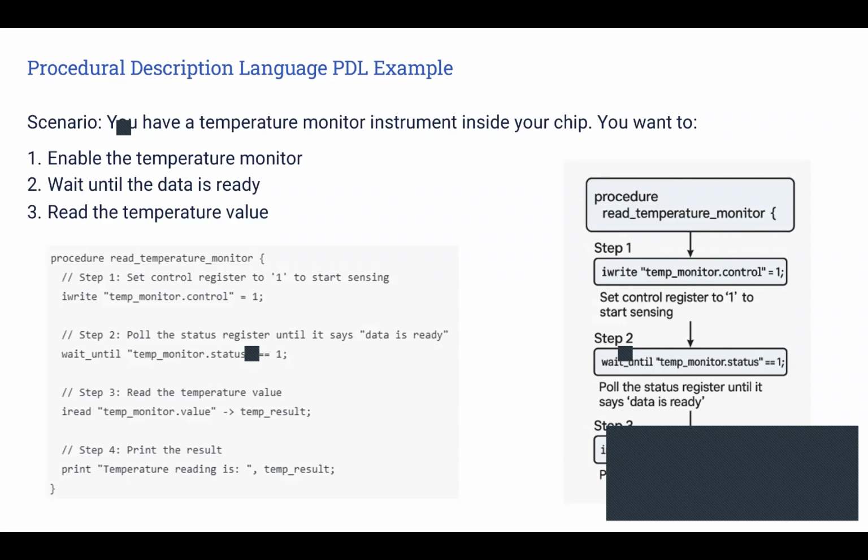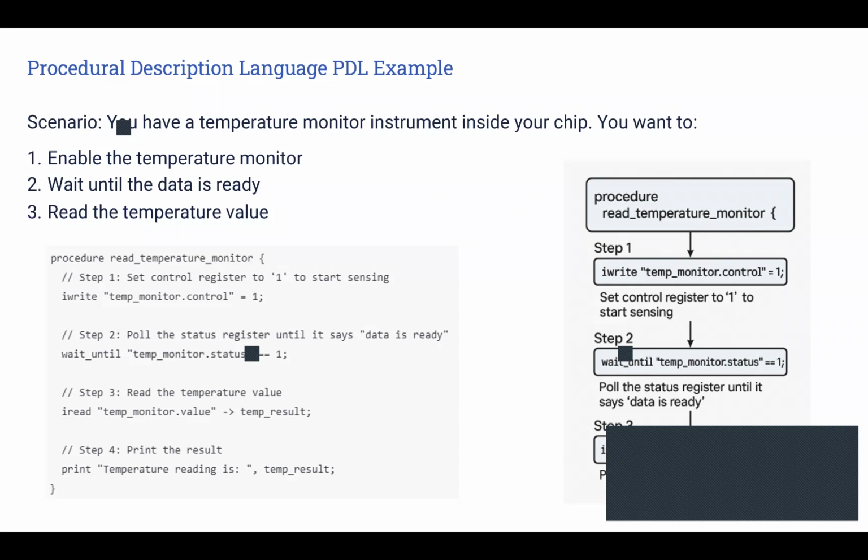Okay, now let's start with an example. We want to have a temperature monitoring instrument inside your chip, and you want to enable a temperature monitor, wait until the data is ready, and read the temperature value. Now, you see an example code. Let's again go line by line and see what's going to happen. The first line defines the name of the procedure. So we define this procedure name as read temperature monitor.